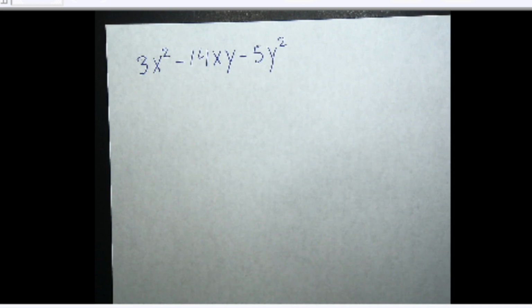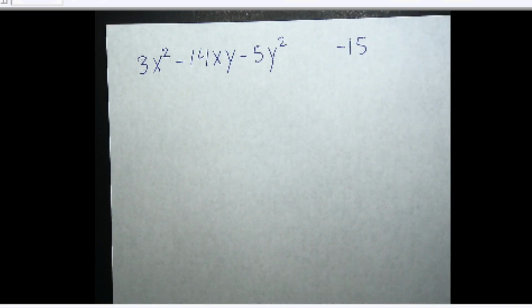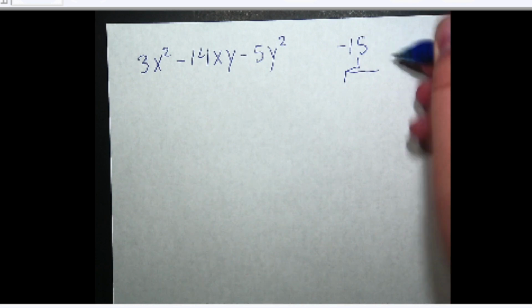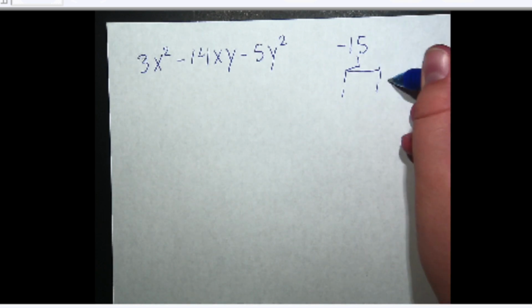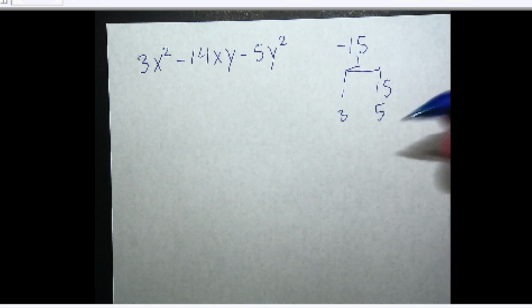So what's our a? 3? And what's our c? Be careful. 5, negative 5. So our a is 3, our c is negative 5. 3 times negative 5, 15, negative 15. All right, let's find those factor pairs. So 1 and 15, 3 and 5, and that's it.